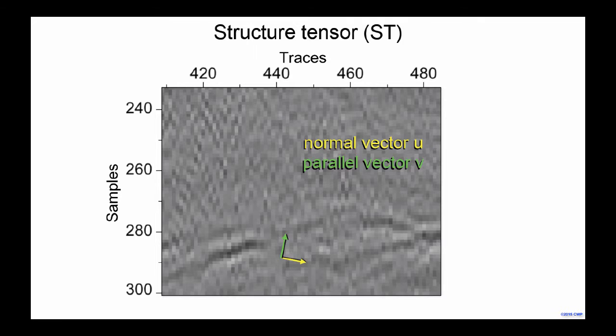So these smallest and largest eigenvectors are very close together, which means that this normal and parallel naming convention is sort of arbitrary in this noisy, less resolved region.